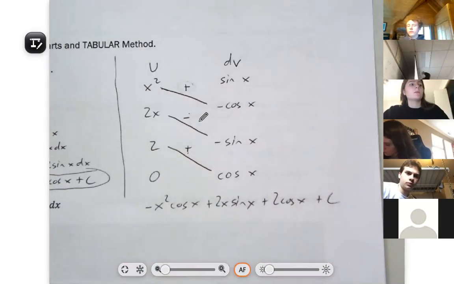You're throwing your u's in there, differentiating the 0, integrating the other side. Yeah. It always starts positive, right? Yes. Always a plus sign to start with.